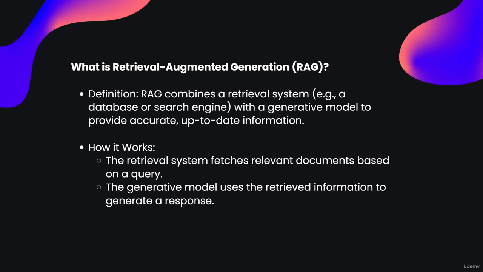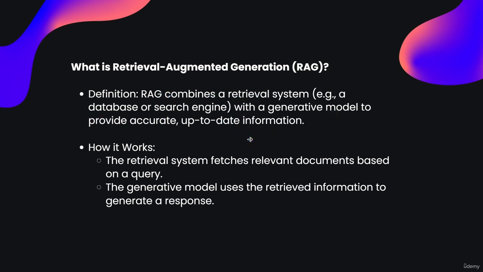Okay, so let's see in detail. What is a RAG? RAG combines a retrieval system, for example a database or search engine, with a generative model to provide accurate and up-to-date information. I hope you understand this definition. Retrieval system means taking the information from external sources like online websites, forums, social media, like that. It will take different sources relevant to our prompt, and it will generate the response by using the generative AI model. These two combine to provide accurate and up-to-date information.